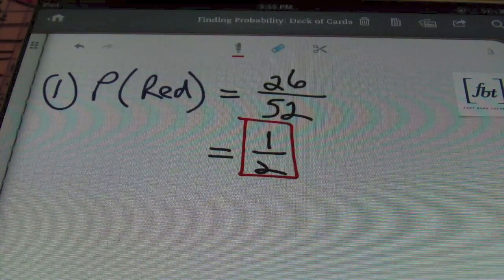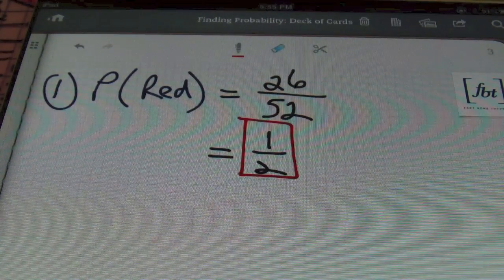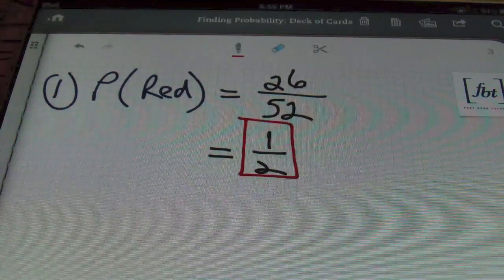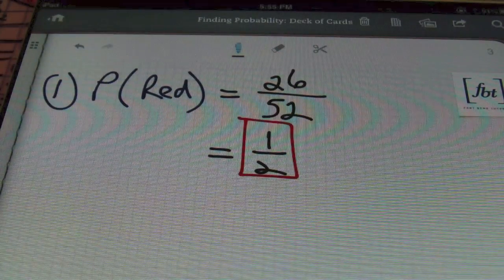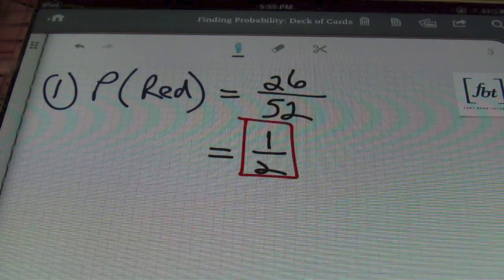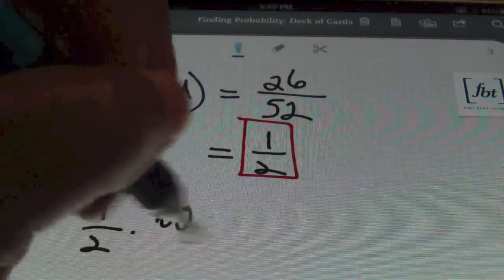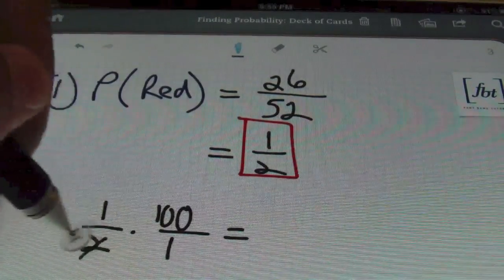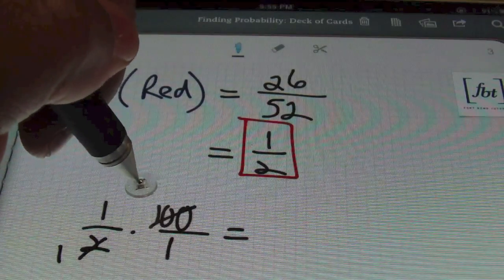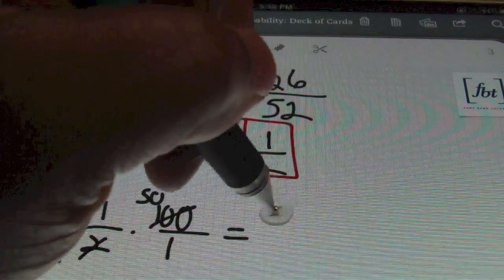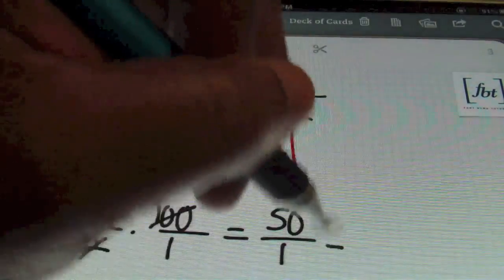So here we have our result as a fraction, but sometimes they may ask you to write the probability as a percent. Remember, you can write your fraction as a percent by multiplying by 100 over 1. So I can say that I have 1/2 times 100 over 1, and I can simplify before I multiply. So I'm going to reduce both of these by 2. Multiply straight across, I'll end up with 50 over 1, which is simply 50%.